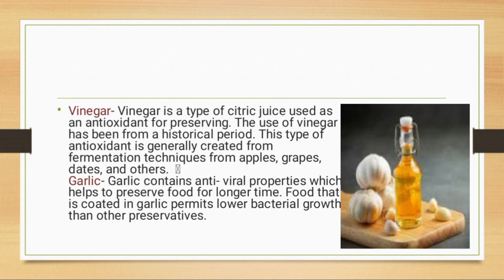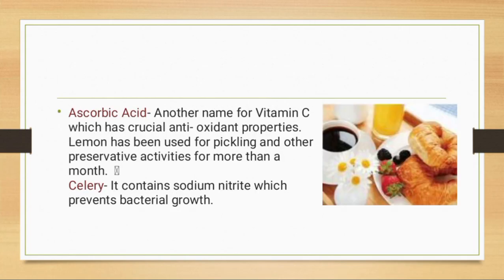Garlic contains antiviral properties which help to preserve food for a longer time. Food that is coated with garlic permits lower bacterial growth than with other preservatives. Ascorbic acid, another name for vitamin C, has crucial antioxidant properties. Lemon has been used for pickling and other preservative activities for more than a month. Celery contains sodium nitrate, which prevents bacterial growth.